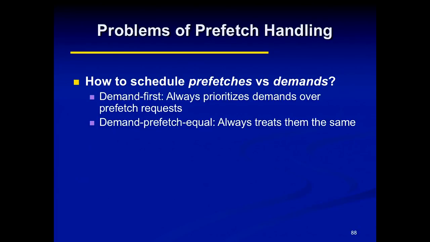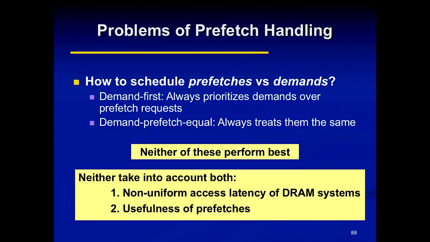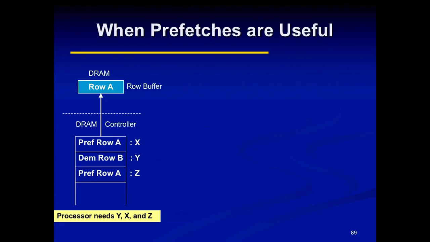But basically, one of the questions is, how do you schedule prefetches versus demands? And these are static policies. Demand first always prioritizes demands over prefetch requests. Or you can make them equal. Prefetch first doesn't usually make sense. There are cases where it may make sense, but usually it doesn't. But neither of these actually performs the best because they don't take into account usefulness of the prefetches, how well you're doing, and they don't take into account the non-uniform access latency of DRAM as well.